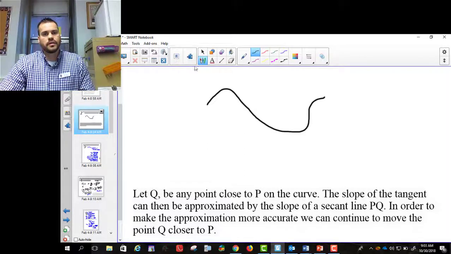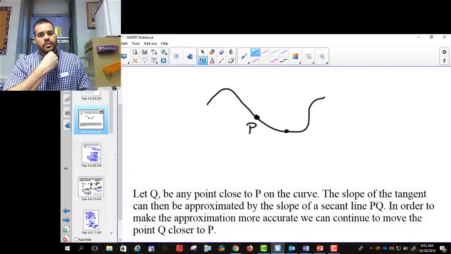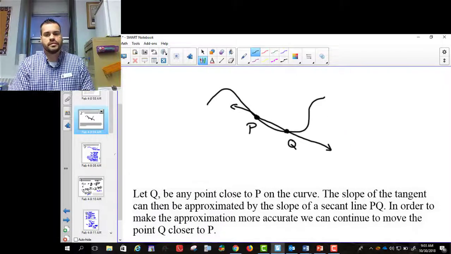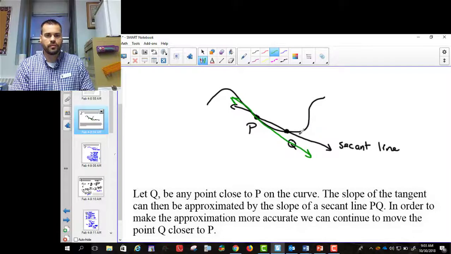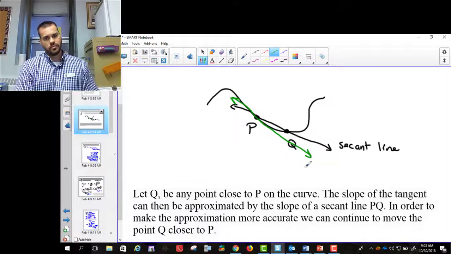Assume this is my curve, okay? I want the slope, let's say right here, at this point P. So what I'm going to do is pick a point Q. Let's say I put Q here, and I'm going to draw a line through PQ. And that, which is called a secant line, is an approximation of the slope of the tangent line. If I draw the tangent line, let's pick a different color, it's going to look something like that, right? So the slope of that secant line is not the slope of the tangent line, but it's an approximation.